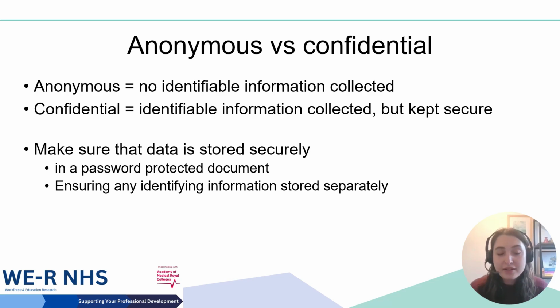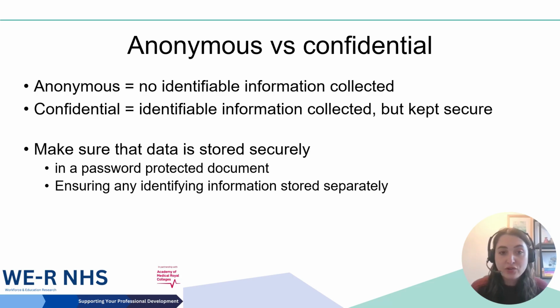However, there might be certain situations where you actually want to collect some of this data. For example, if you want to group your participants into certain subgroups based on their particular characteristics. In this case, you would conduct a confidential survey, where some identifiable information is collected, but kept secure and known only to the researcher or other members of the research team.